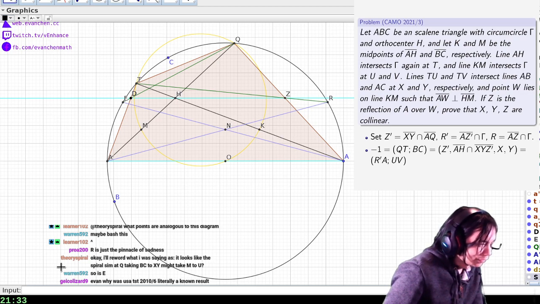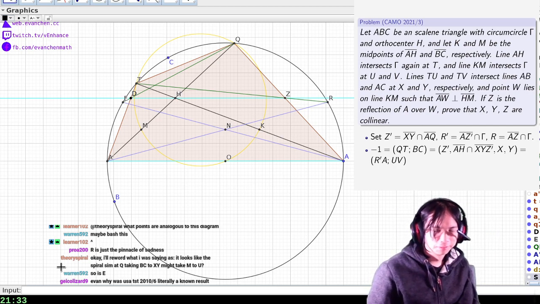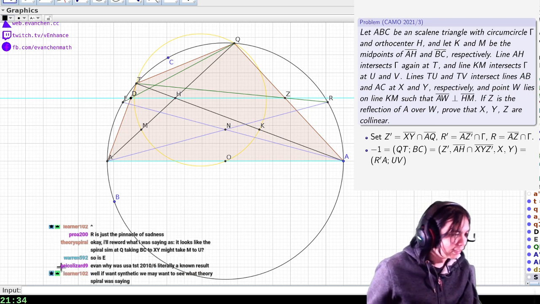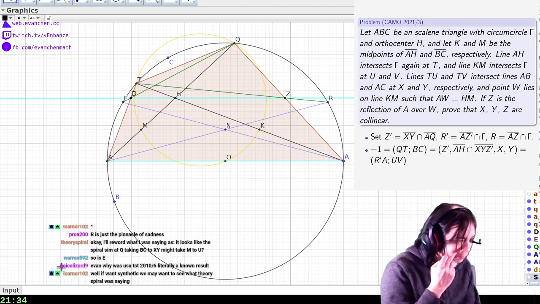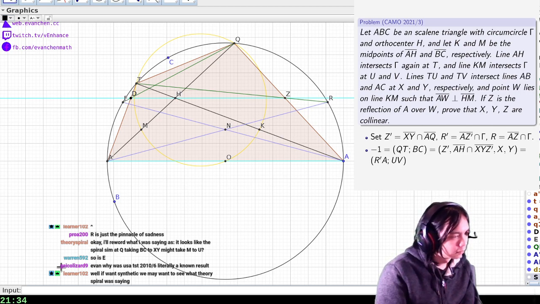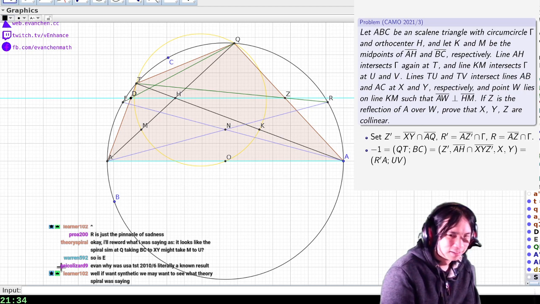Why was USA TST 2010-6 literally a known result? I don't know, ask the organizers. I didn't even go to MUP that year. Because I was in 8th grade. Oh, man.